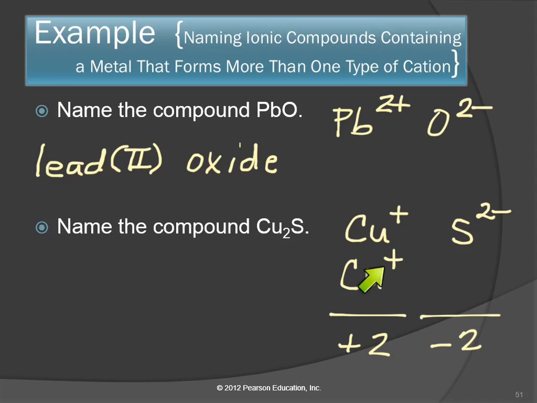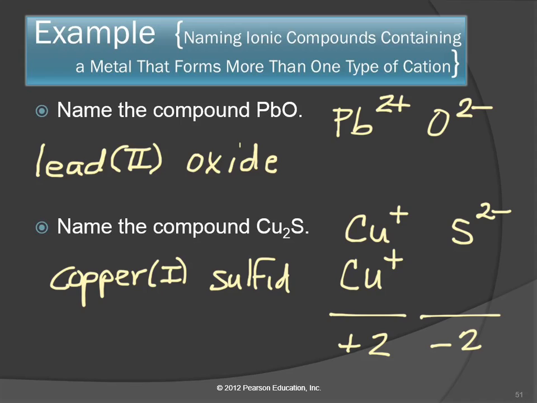So we figured out the charge, it's plus 1. So Cu is copper, so we write copper, and in parentheses the Roman numeral 1, and sulfur becomes sulfide. Any questions?